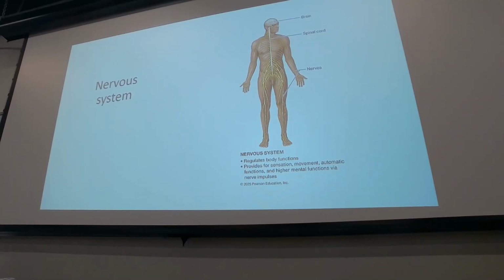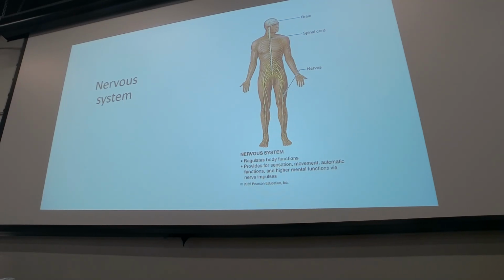Nervous system. The nervous system consists of brain, spinal cord, and nerves. It helps to regulate body functions of the rest of the organ systems. It receives signals from them. It sends signals to them so that we can maintain homeostasis or dynamic equilibrium. It provides sensation. You know if the room is cold, if it's hot, if it's bright, if it's dim. And then performs automatic functions or reflexes.